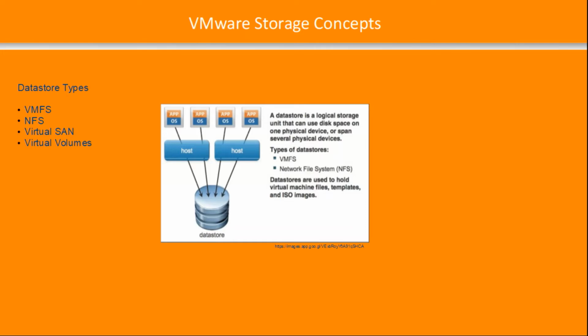Shown here are data store types including VMFS; NFS, which is Network File System; Virtual SAN, which is storage created with storage on each host; and Virtual Volumes, which is a management and storage framework introduced with vSphere 6.